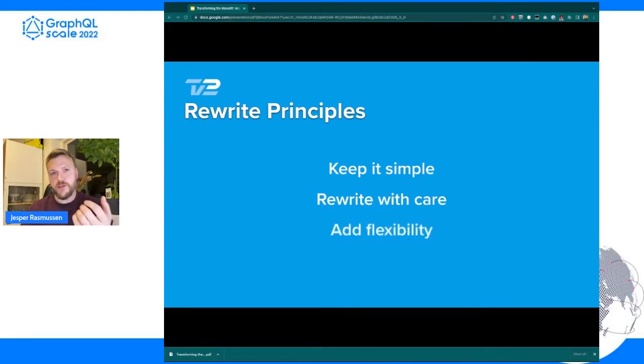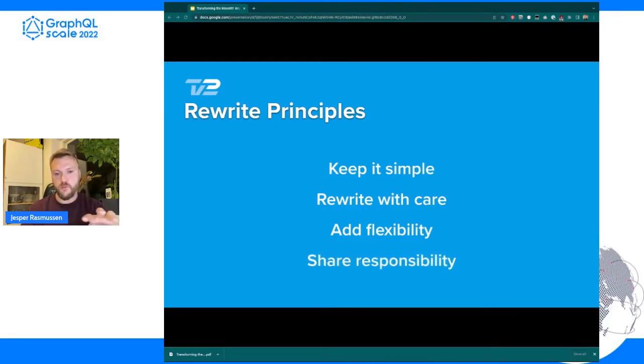We also wanted to add some more flexibility to the API. We wanted to make the API more flexible for application developers, but we also wanted it to be more flexible in terms of adding new functionality, adding new teams to actually provide data through the GraphQL API as well. So that was one of the principles as well.